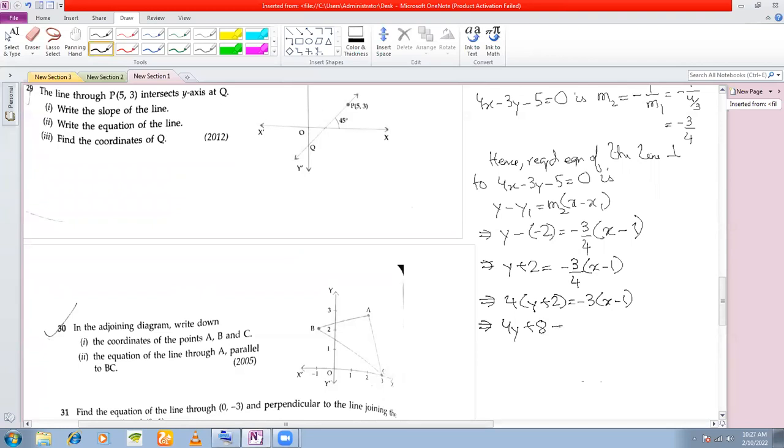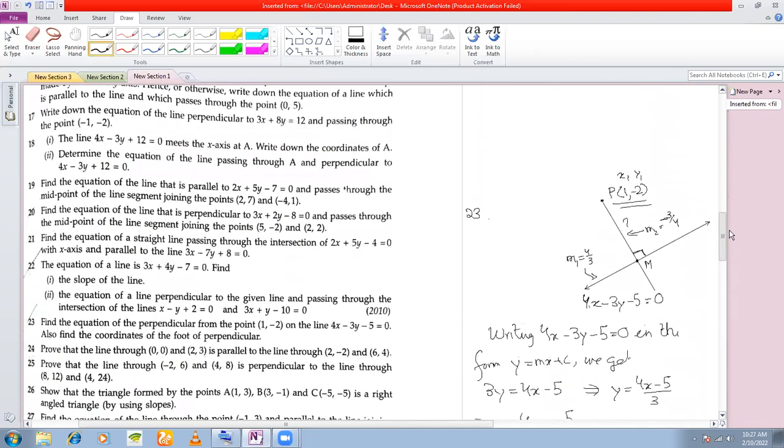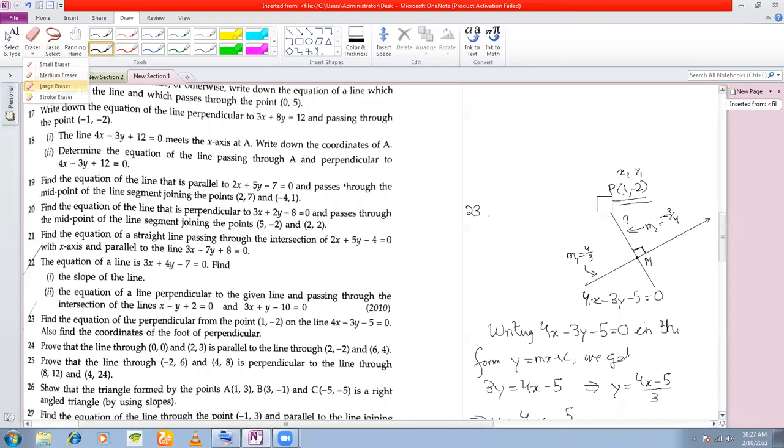4y plus 8 is equal to minus 3x plus 3. So you get 3x plus 4y plus 8 minus 3 is equal to 0. So you get 3x plus 4y plus 5. This is the equation of this perpendicular line. So the equation of this line is 3x plus 4y plus 5 equal to 0.